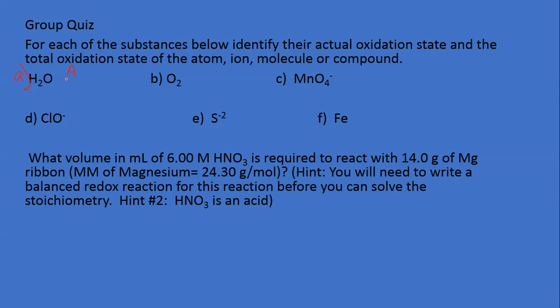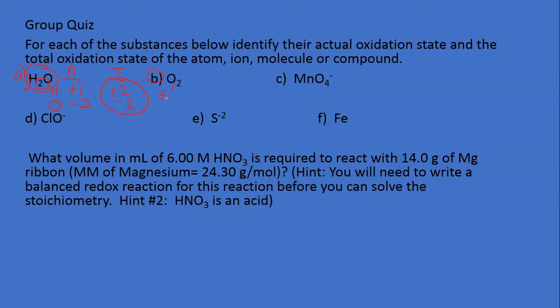H2O, so actual state and total state. Let's talk about what we've got. We've got hydrogen and oxygen. We know for certain oxygen is always -2. There's only one oxygen, so its total state is also -2. Hydrogen is generally always +1. Notice there's 2 of them for a total state of +2. That should make sense, +2 and -2, because the net charge on this compound is 0. We have a neutral compound, so +2 and -2 give us 0.